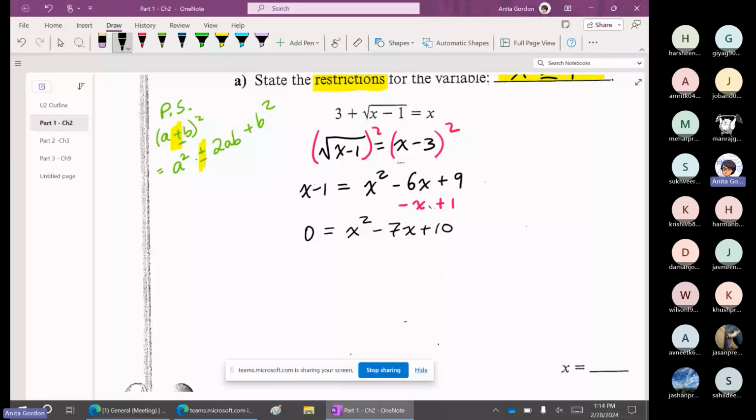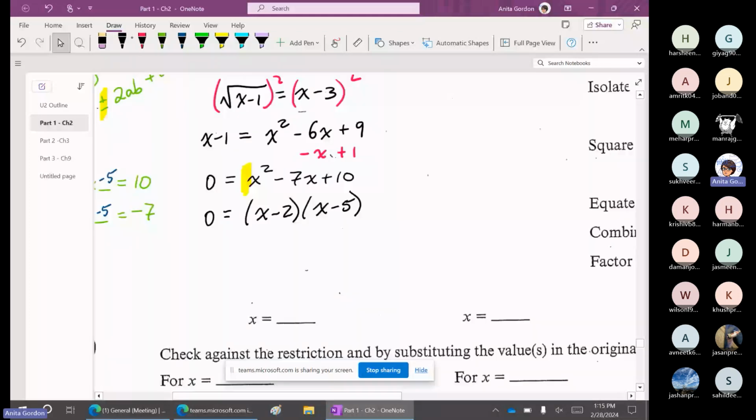I have a leading coefficient of 1 here, so I can use my quote-unquote magic numbers method, right? So I need two numbers that will multiply to positive 10, and the same numbers to add to negative 7, my middle number. What numbers work here? Negative 2 and negative 5 work. Okay, so right away I can say 0 equals x minus 2, x minus 5. So what are my two possible solutions?